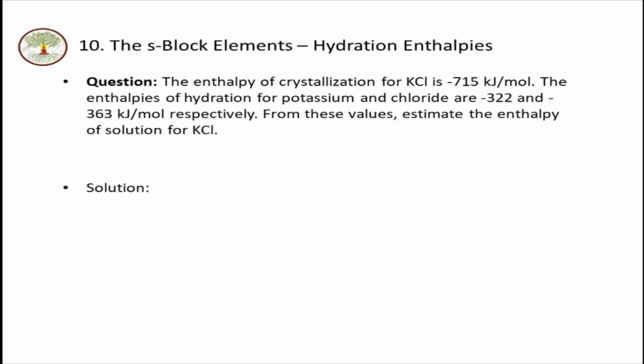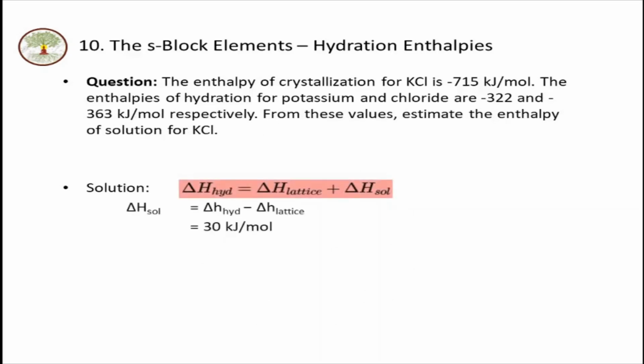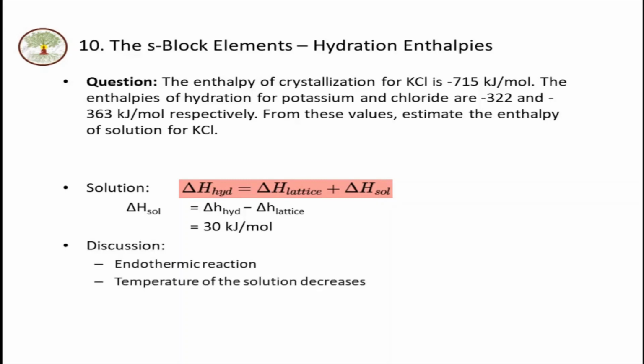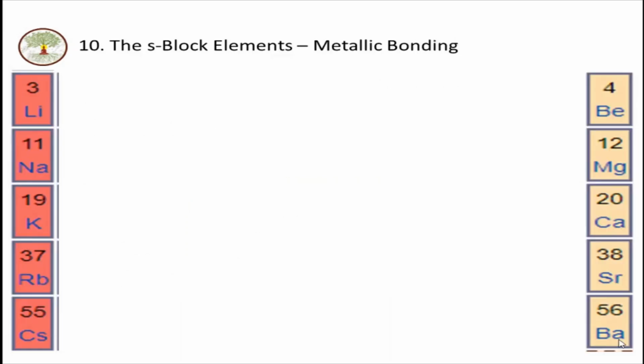I hope you solved the problem, and the enthalpy of solution of potassium chloride is 30 kJ per mole. Since the value is positive, it is an endothermic reaction. The temperature of the solution will slightly decrease due to this.